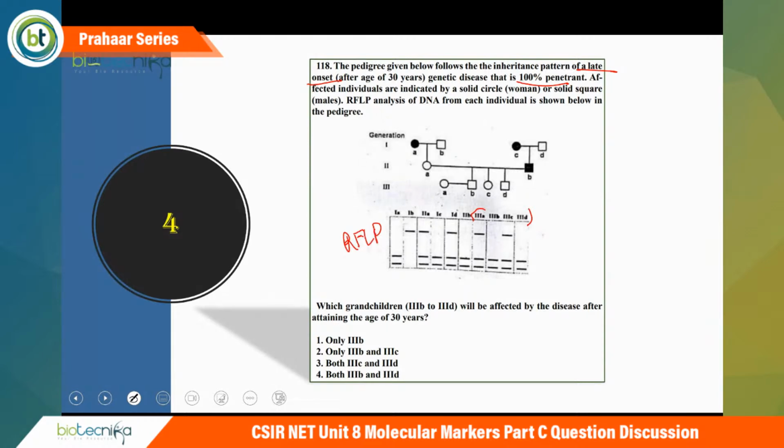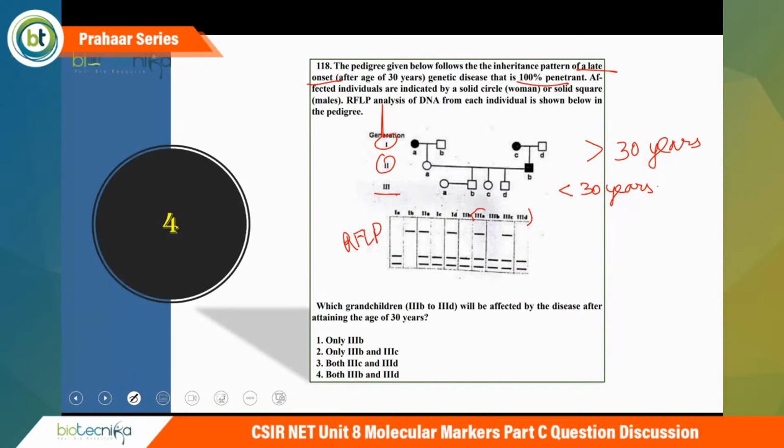Basically it is saying that generation 1 and generation 2 are all above 30 years, so we know whether they are producing that particular disease or not. But the third generation is still below 30 years, so we are not sure whether they have the disorder or not. We want to find it out before time. We don't want to wait till 30 years and then only check. We want to find out beforehand whether these individuals are affected or not.